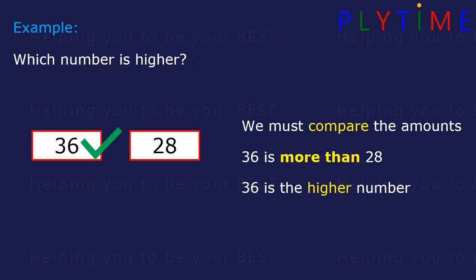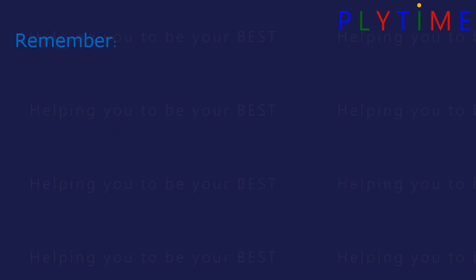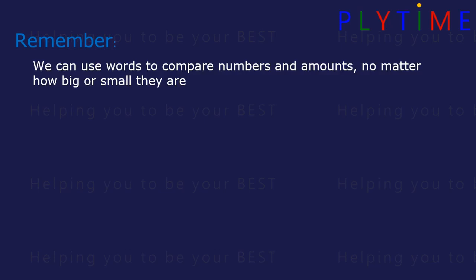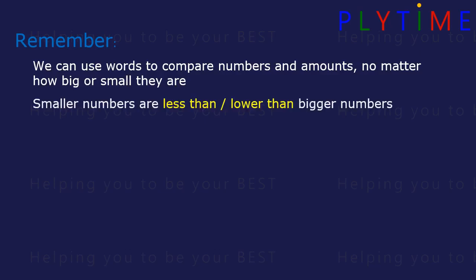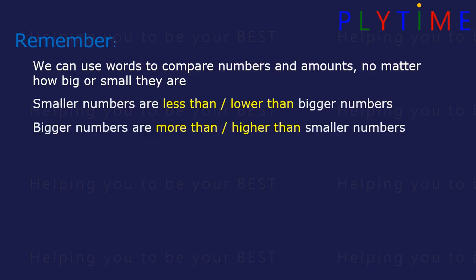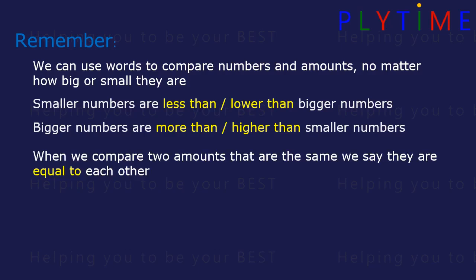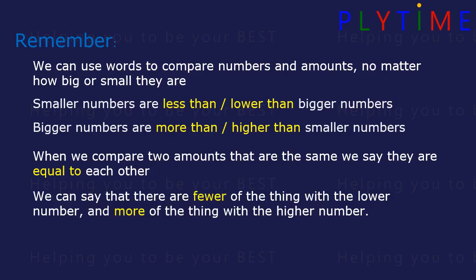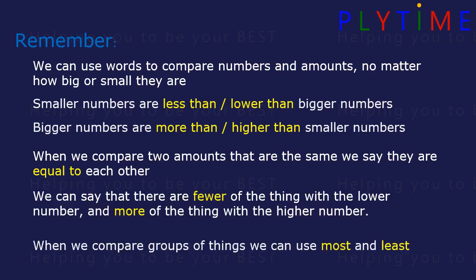The answer's 36. Remember, we can use words to compare numbers and amounts, no matter how big or small they are. Smaller numbers are less than or lower than bigger numbers. Bigger numbers are more than or higher than smaller numbers. When we compare two amounts that are the same, we say they are equal to each other. We can say there are fewer of the thing with the lower number and more of the thing with the higher number. When we compare groups of things, we can use most and least.